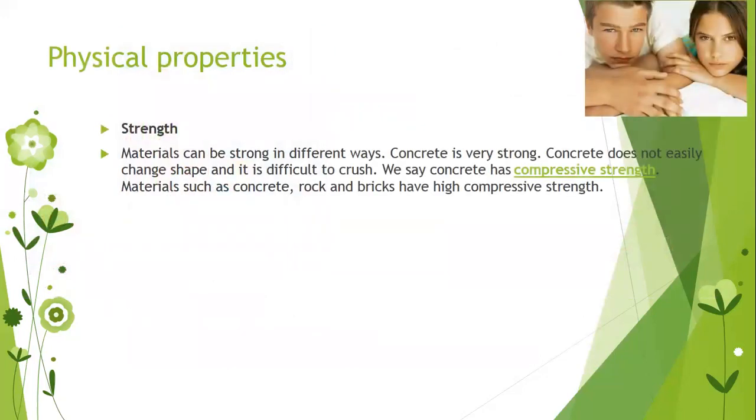Now let's look at some of the physical properties. So strength. Materials can be strong in different ways. Let's look at concrete as an example. Concrete is very strong, it does not easily change shape, and it is difficult to crush. So concrete has compressive strength. It is used in a lot of building because you want buildings to be very strong. You don't want them to be easy to crush, and you don't want them to change shape or collapse easily. Other materials that have high compressive strength, rocks and bricks.